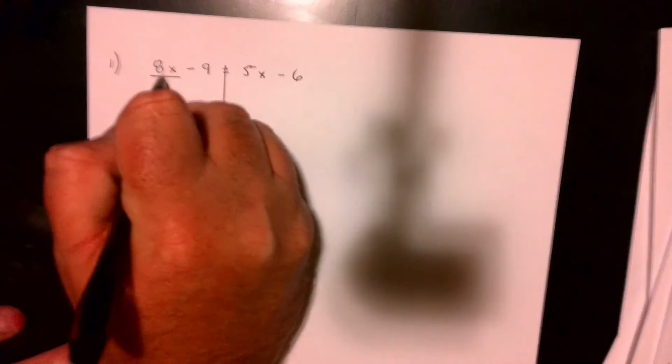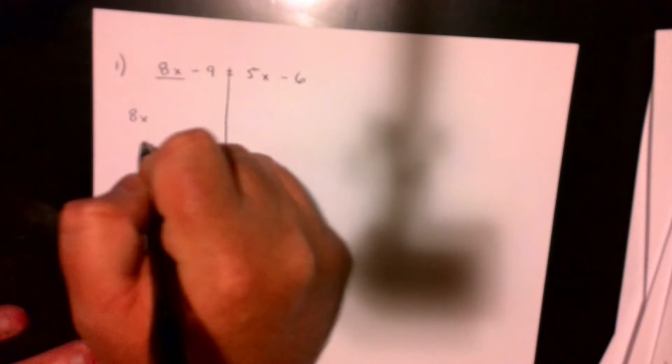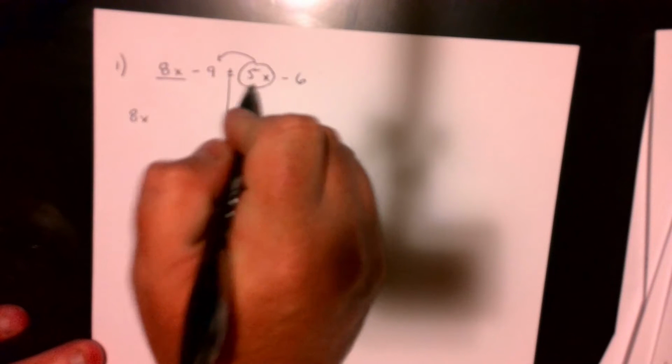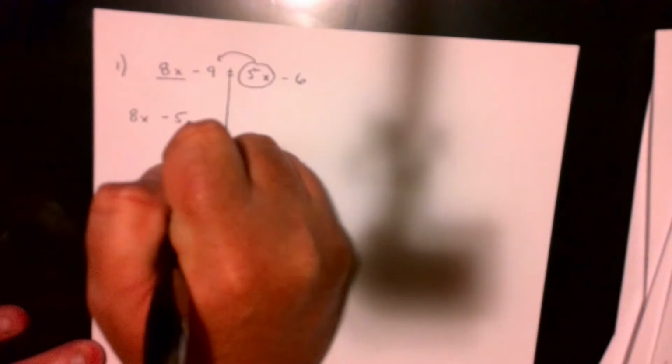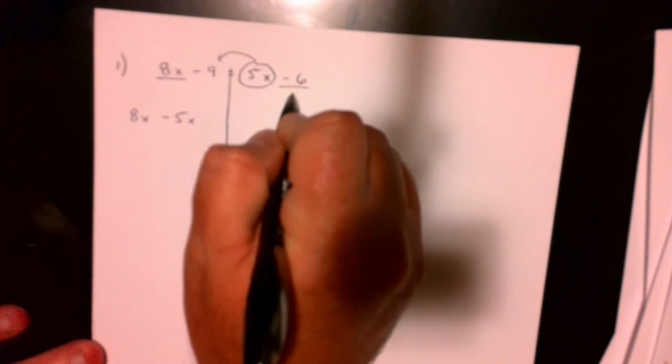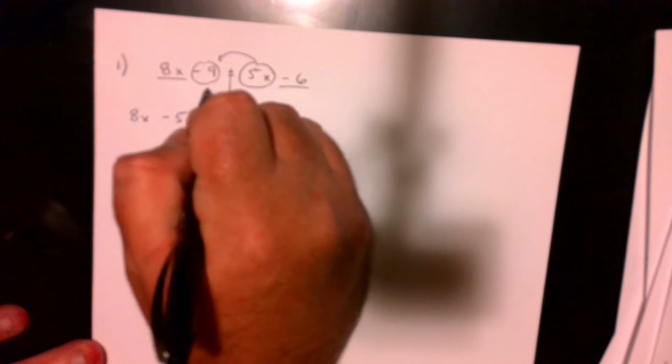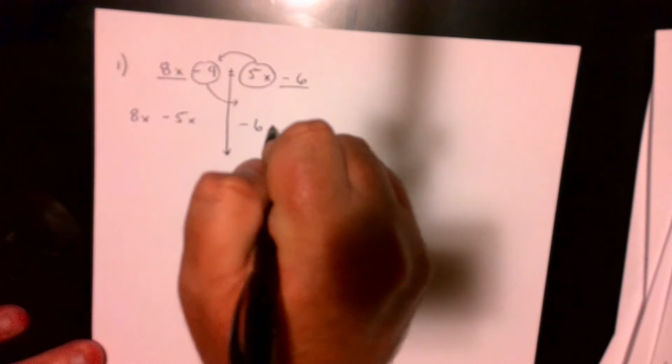Right now, 8x is currently on this side, so I'm going to keep it right here and put it first. On this side, we have a positive 5x, and it wants to come across and joins the 8x. So when it hops the fence, it changes its value. So its positive 5x comes over, it changes to a negative 5x on this side. On this side, we currently have a negative 6. He's going to stay there and stay at negative 6. But over here, we have a negative 9 that's going to come across the fence and change to a positive 9.